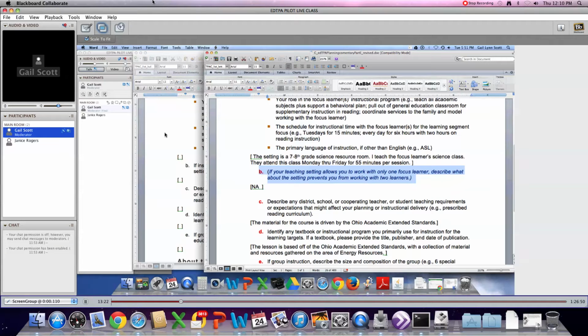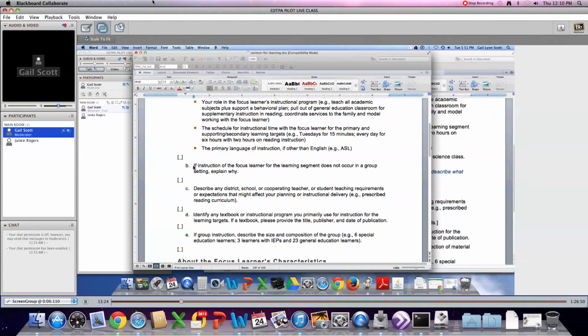If instruction of the focused learner for the learning segment does not occur in a group setting, explain why. Now, it can be a small group. So you would put NA there unless you're teaching the student all by themselves. I just said itself, I meant his or herself. I didn't mean to reduce a student to an it. My apologies.